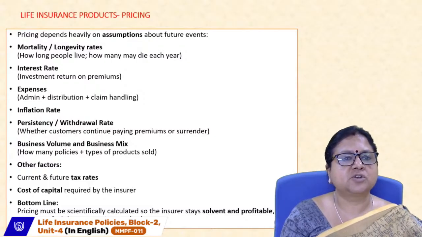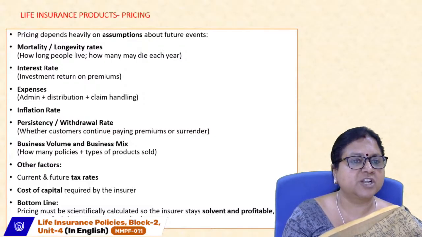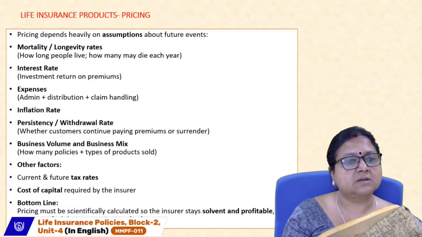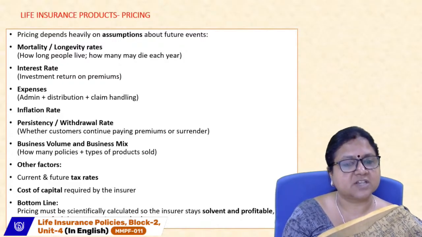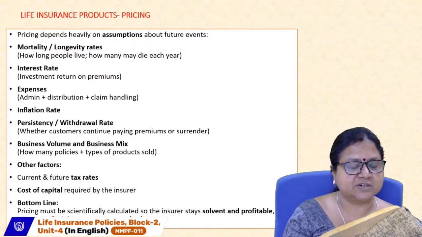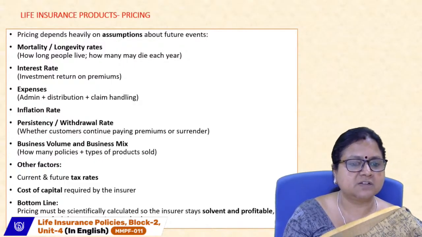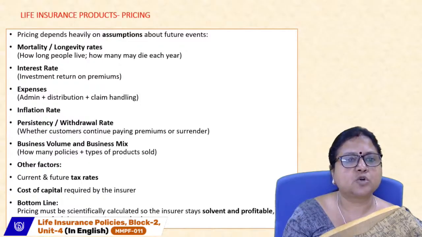Now, pricing depends heavily on the assumptions: mortality, longevity rate, interest rates, the expenses that are being made, inflation rate, the persistency and the withdrawal rate, that means the surrender rate of the policyholders, then business volume and business risk, and there are several other factors like tax rates and cost of capital.